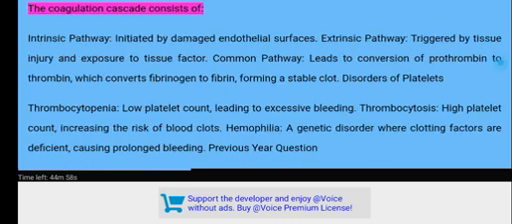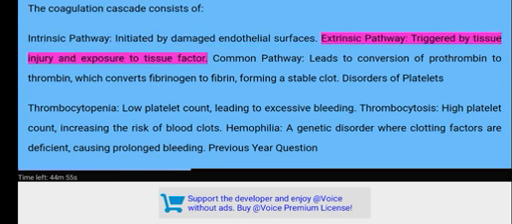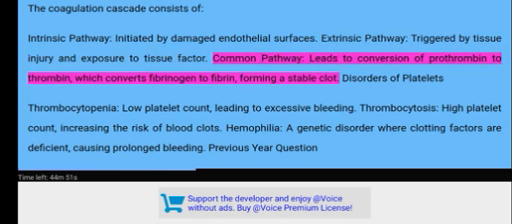Coagulation cascade. The coagulation cascade consists of the intrinsic pathway, initiated by damaged endothelial surfaces. Extrinsic pathway, triggered by tissue injury and exposure to tissue factor. Common pathway, leads to conversion of prothrombin to thrombin, which converts fibrinogen to fibrin, forming a stable clot.